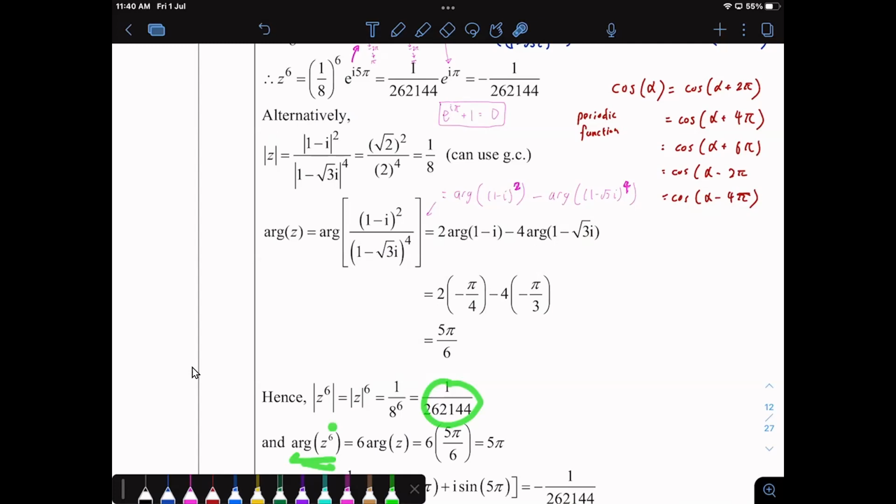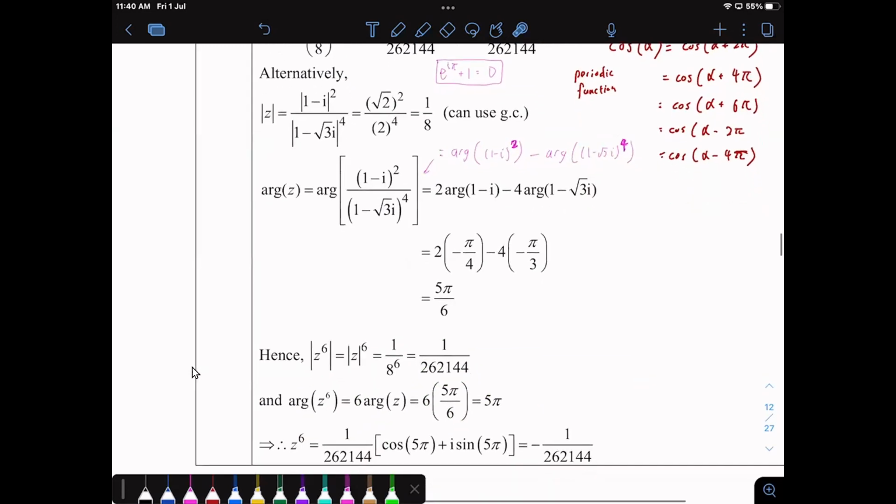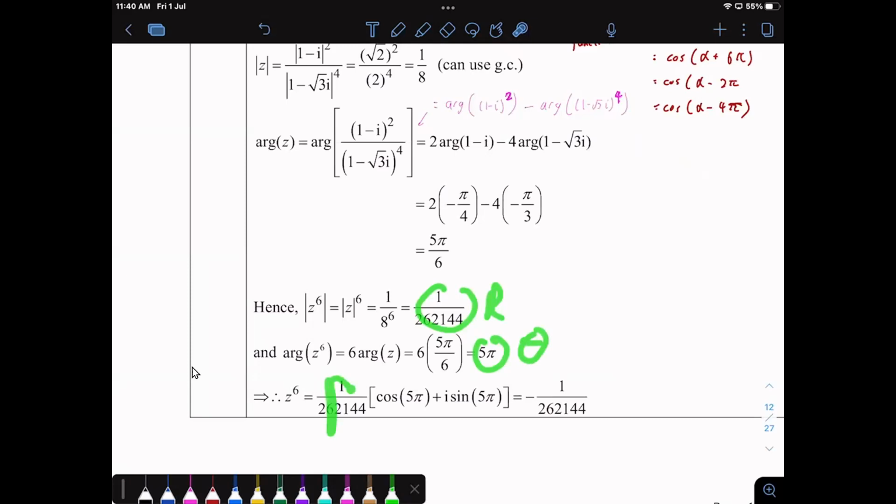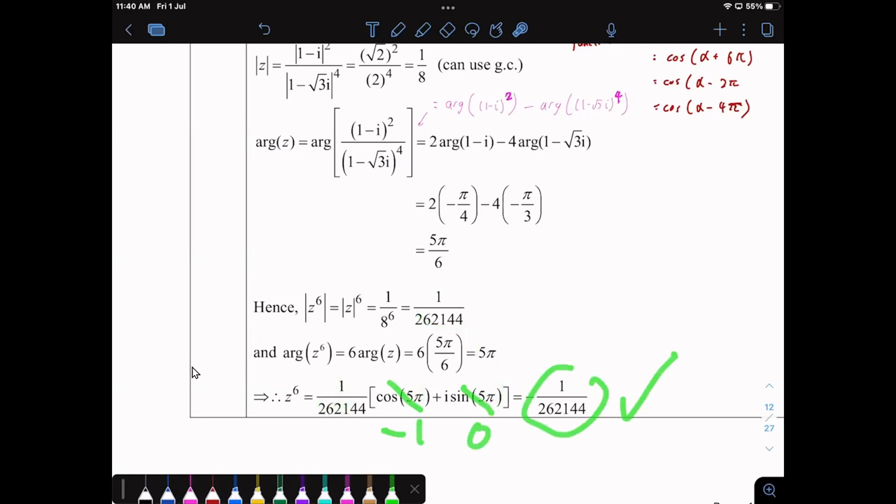How about argument of z power 6? The 6 there, you can just bring down. Get 6 times argument of z. 6 times argument of z means 6 times 5 pi by 6. What happens to your 6? Cancel off. You're left with 5 pi. Then you can conclude, that's my r, that's my theta. r times cosine theta plus i sine theta, using the formula. Then again, same thing. Cosine 5 pi is -1, sine of 5 pi is 0. Then you simplify to this. Okay, 3 different methods. You can pick whichever one you want.